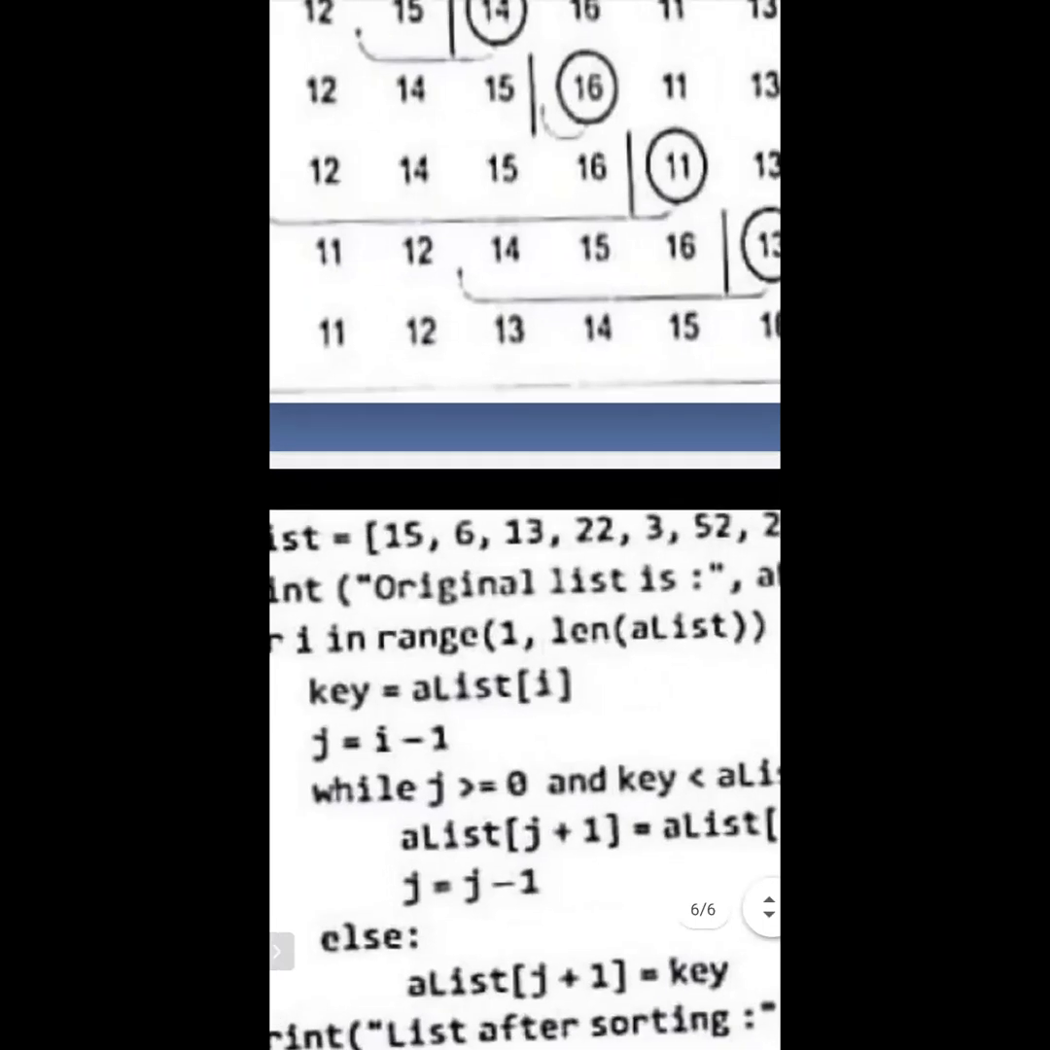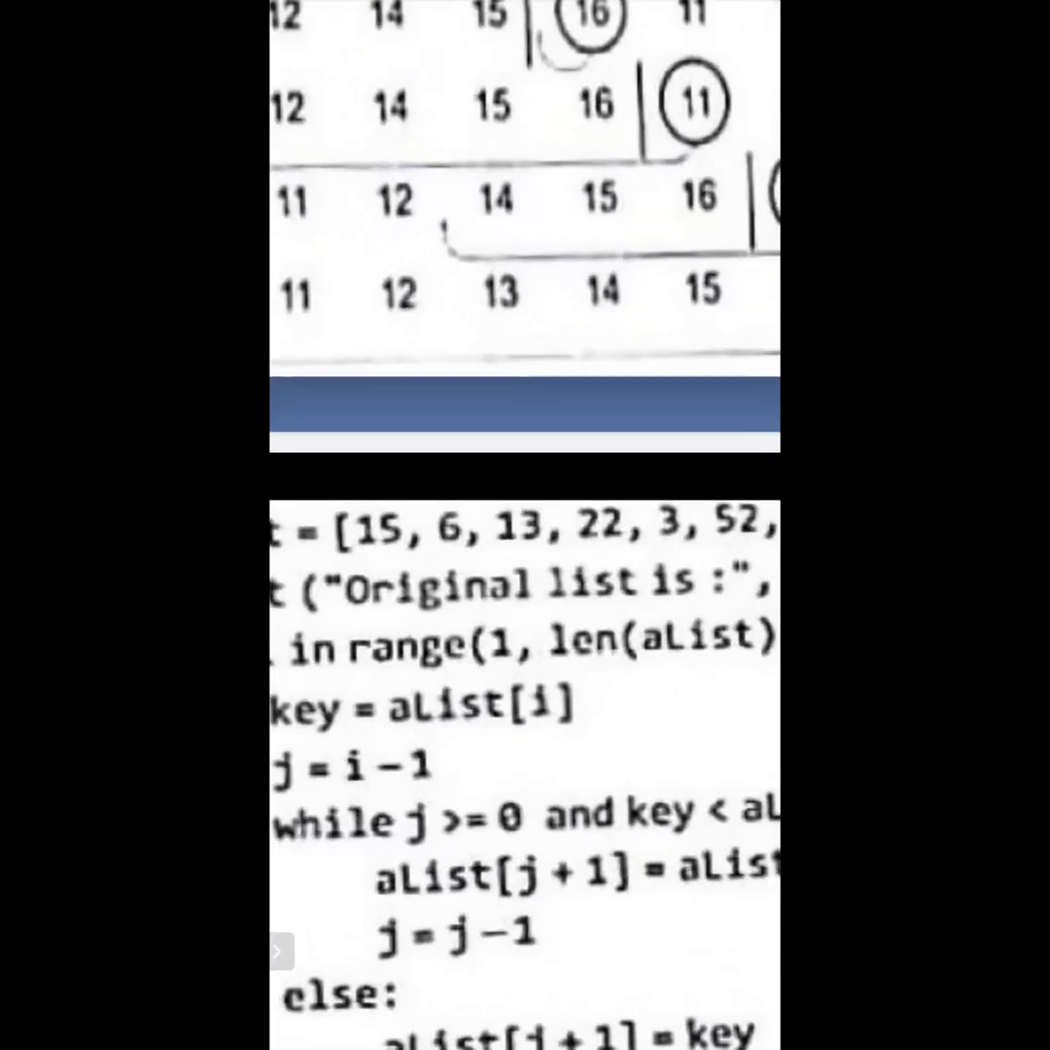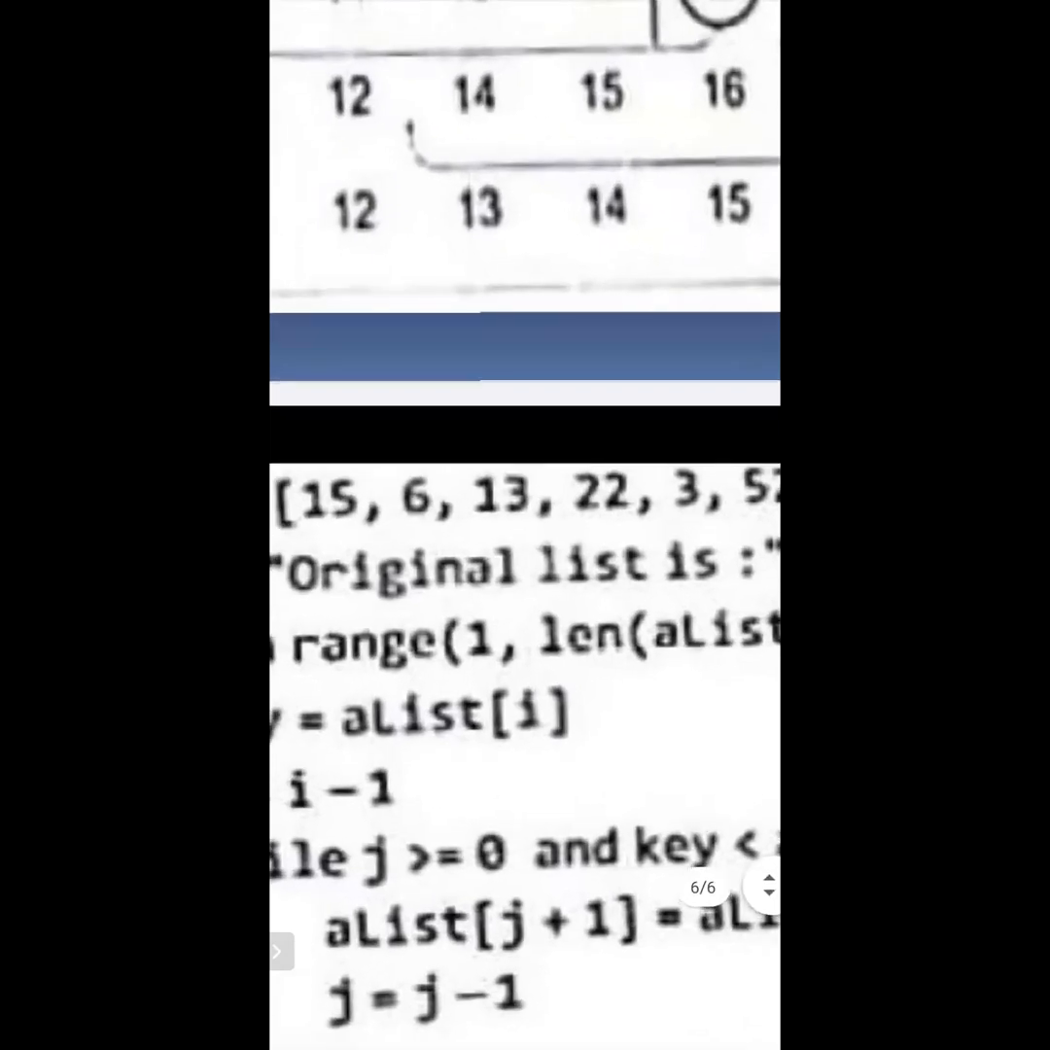Now what is the next element? 22. 22 will be compared to 15. Is the condition true? No, because 15 is less than 22. That's why it won't swap with 15. Then it will check with 13, that's also false. Then with 6, condition false. No swap will happen. 22 will stay in the same position. Now what is the list? 6, 13, 15, 22.